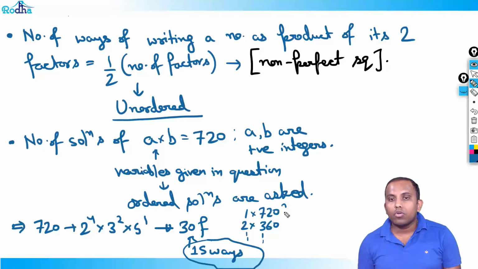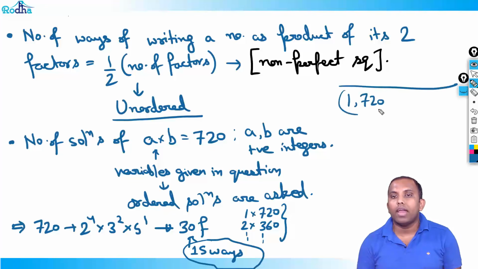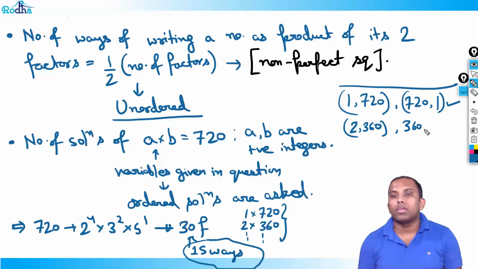Now for each way, it is a comma b, so their order will matter. If I write the solution as 1 comma 720 and 720 comma 1, in ordered, it will be counted as two different solutions. Then 2 comma 360 and 360 comma 2, again two different solutions. Therefore, for each case, I'll get two solutions.